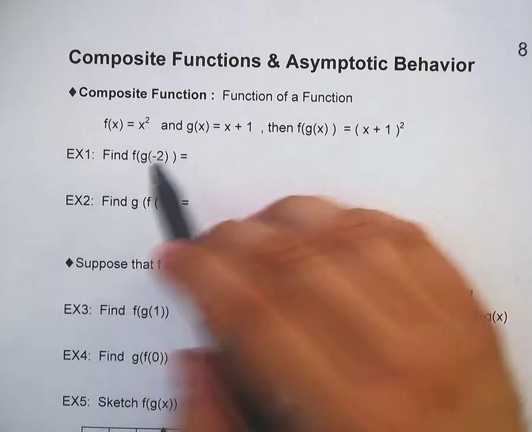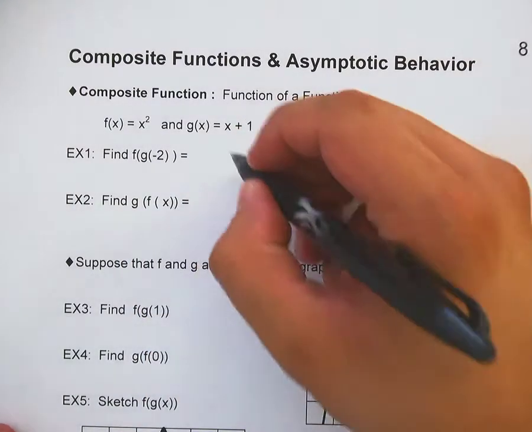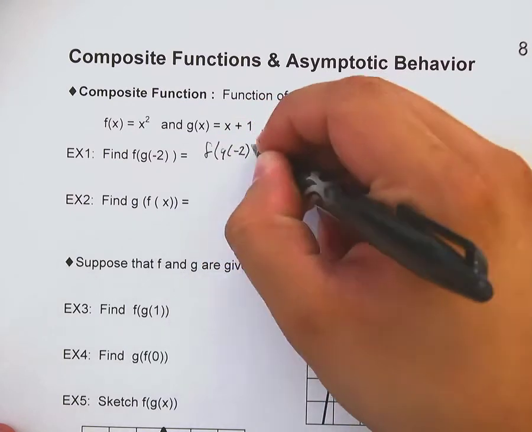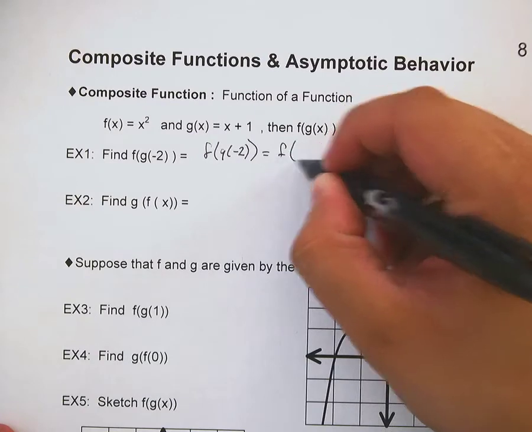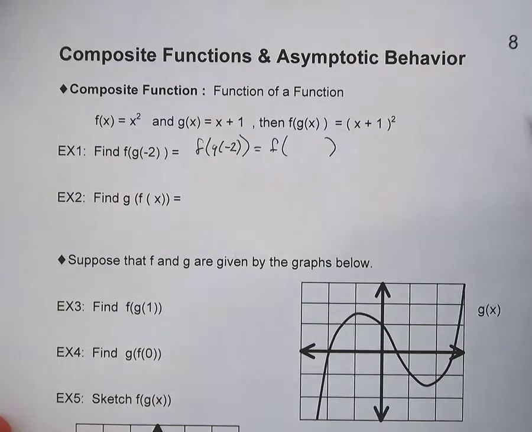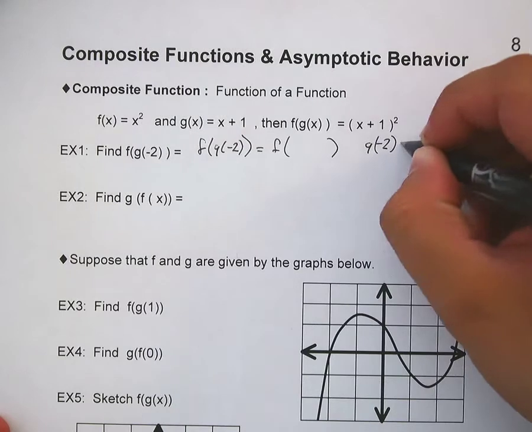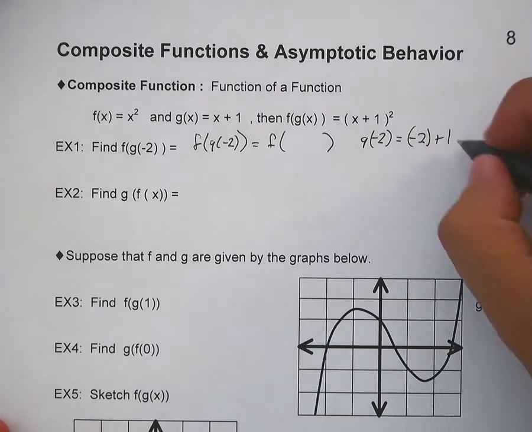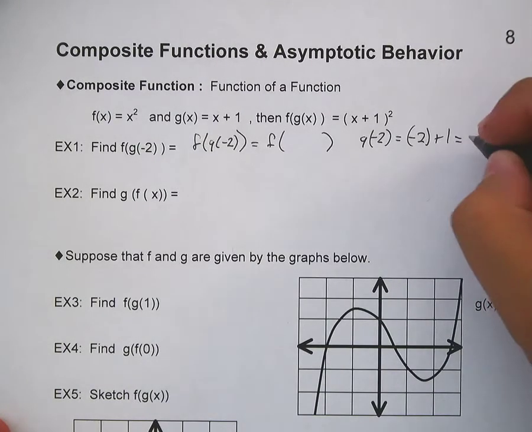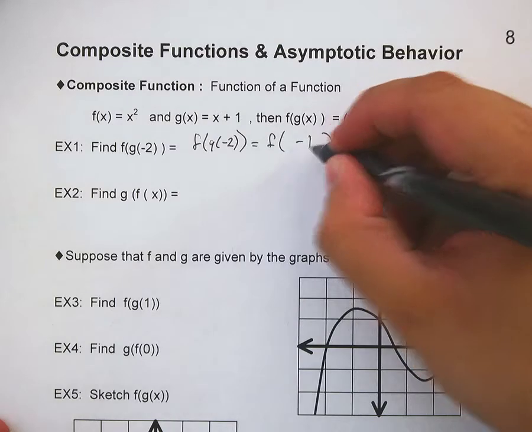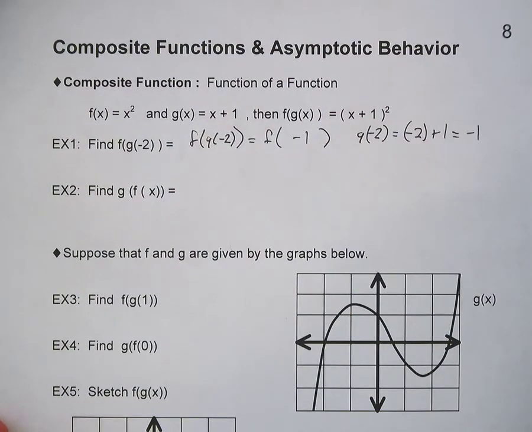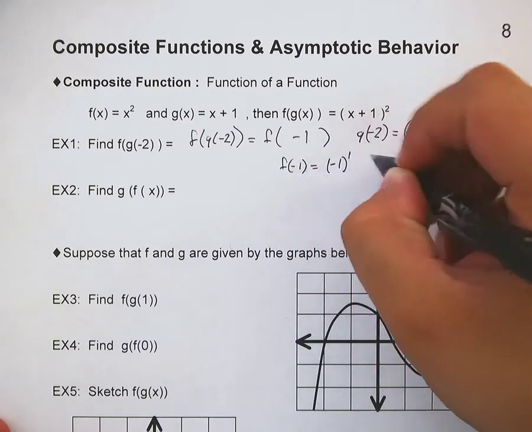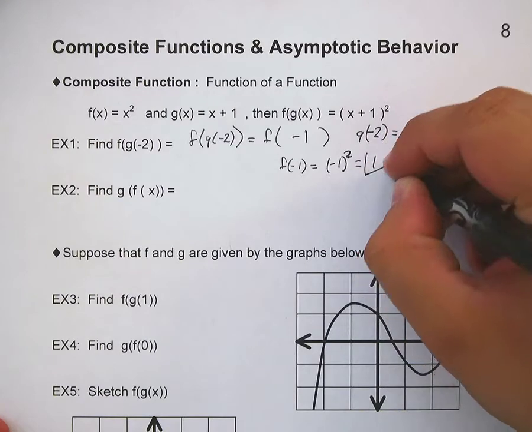So to find f of g of negative 2, first, you figure out what is g of negative 2. If you put a negative 2 in here for x, you're going to get negative 2 plus 1, which is negative 1. So it really wants to know what is f of negative 1. So you take negative 1 squared, which is 1. Right?